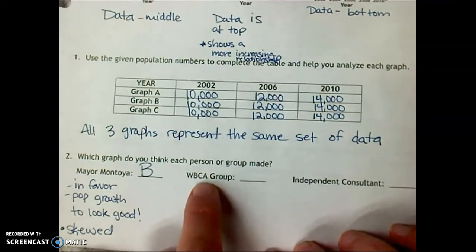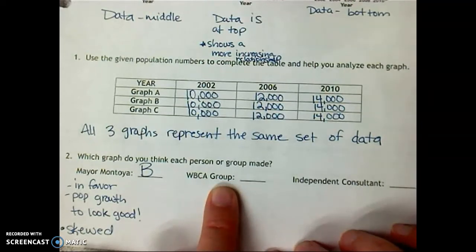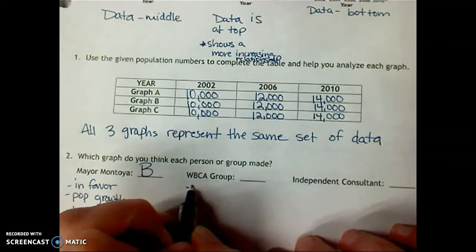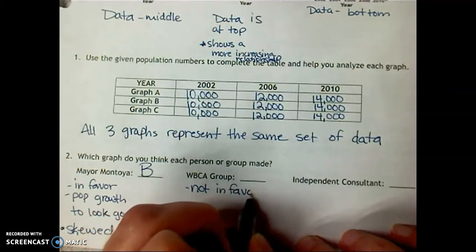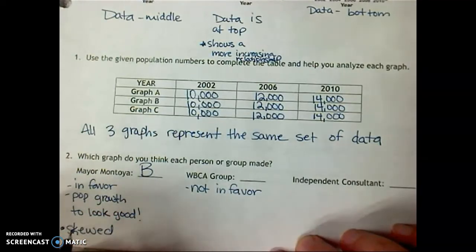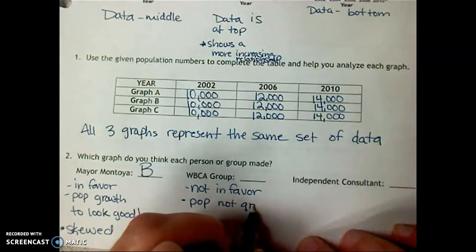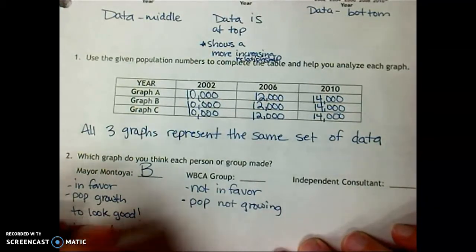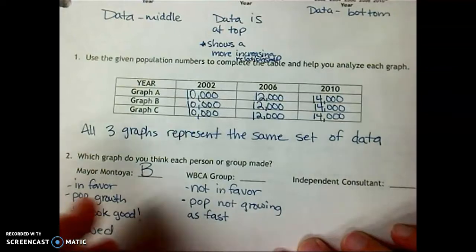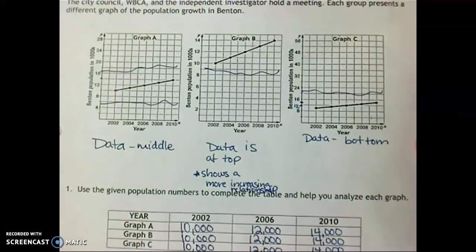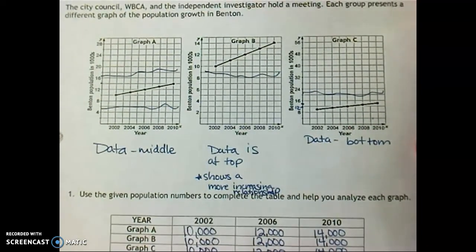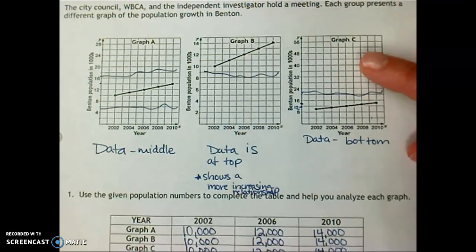All right, We Breathe Clean Air Act group, they're the protest group that's against it. They disagree with it because they think that it's going to cause pollution. So they are not in favor of the car factory coming into the town, okay? So they want to make the population look like it's not growing as fast as what it is. All right, so which graph up top makes the population not look like it's growing as fast? This is going to be graph C.